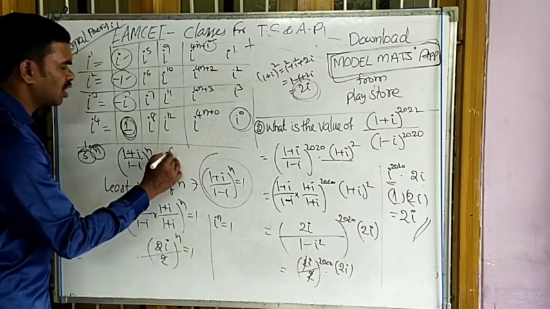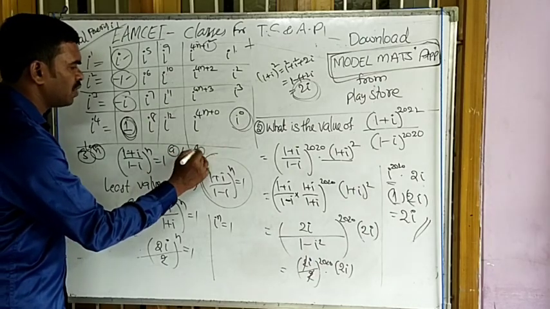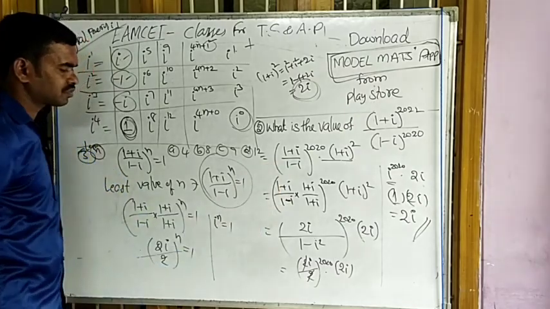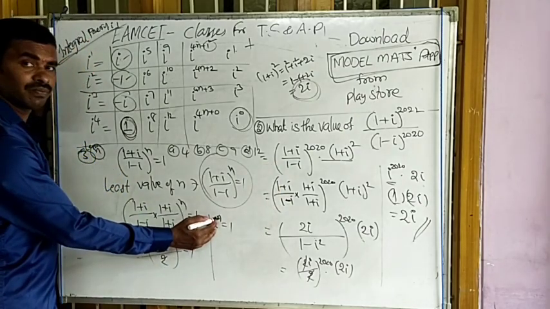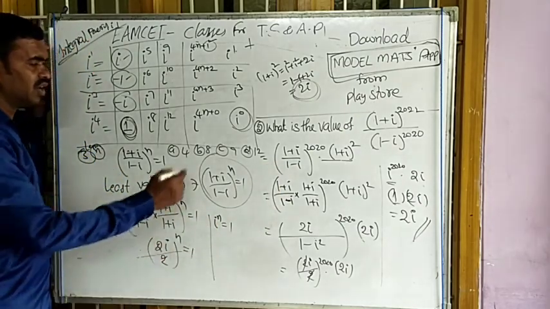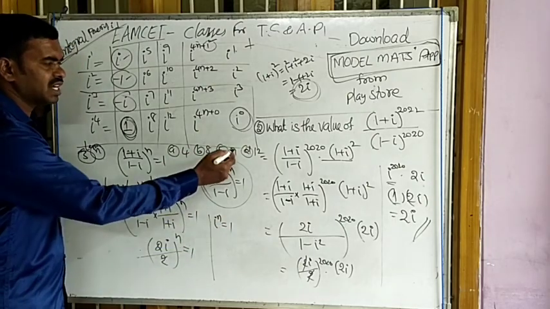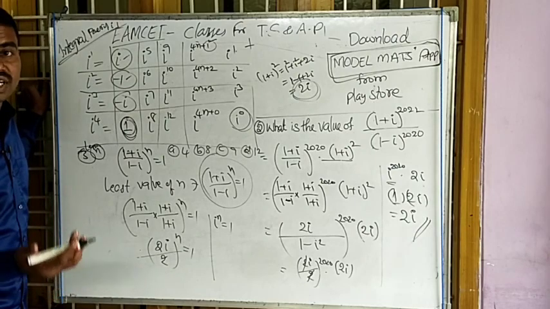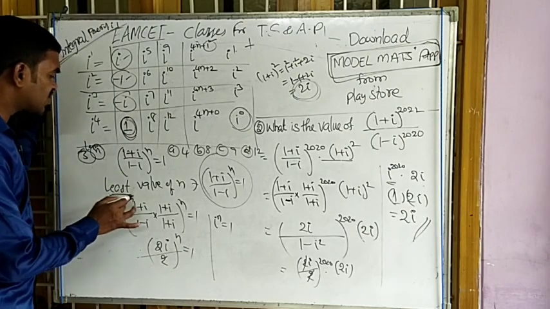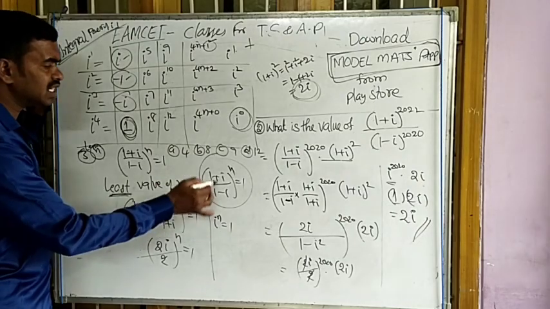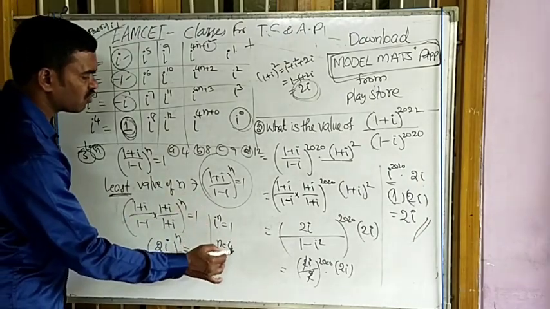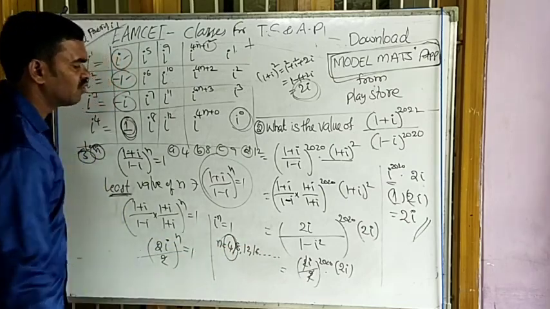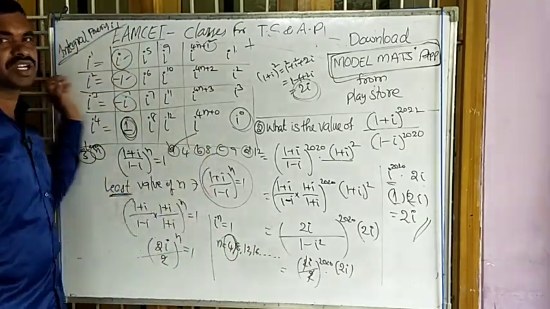The options are A 4, B 8, C 9, D 12. If you write 4, it satisfies i power 4 equal to 1. If you write 8 also, it satisfies. If you write 9, it doesn't satisfy. If you write 12, it satisfies. But what is the answer? Yes, very good. What is the least value of n? The n value may be 4, 8, 12, 16, and so on. In this, the least value is 4. So the answer is option A.